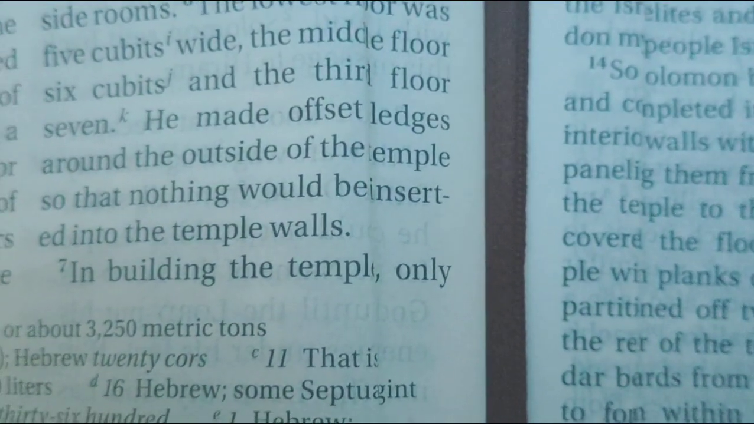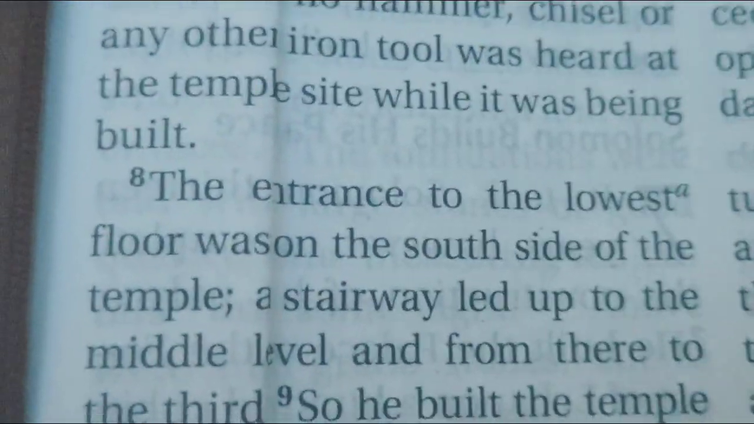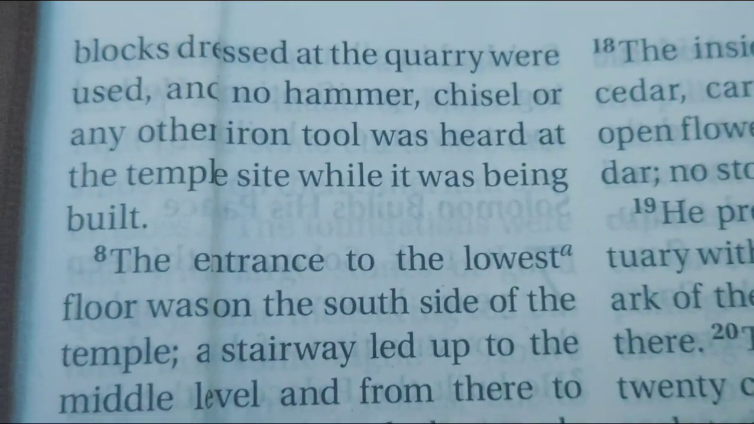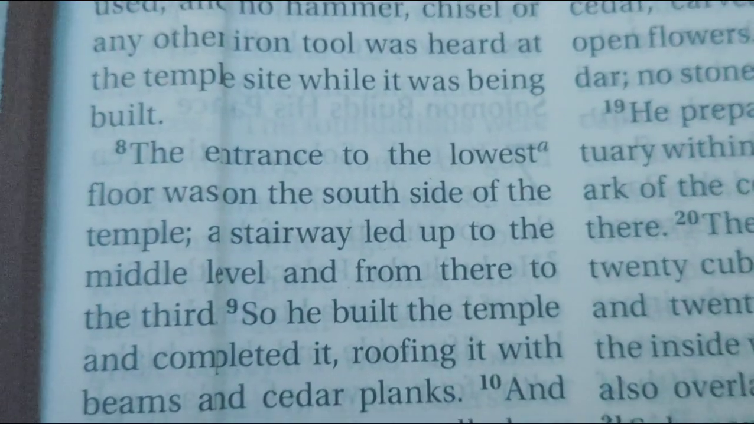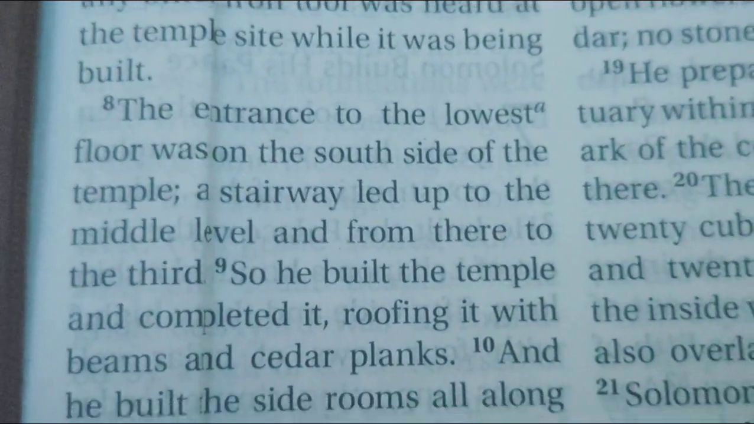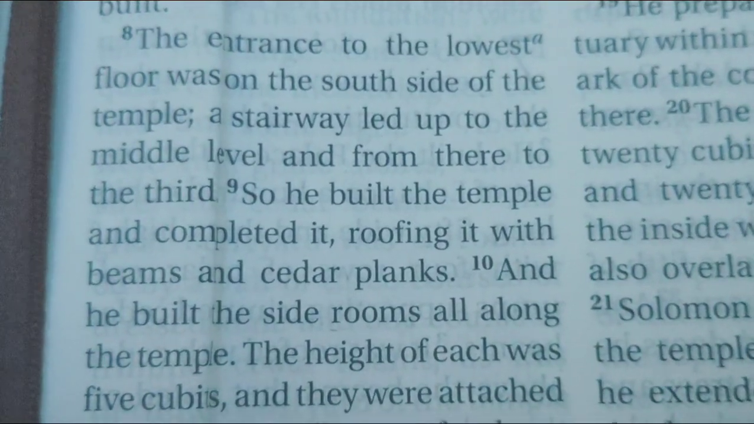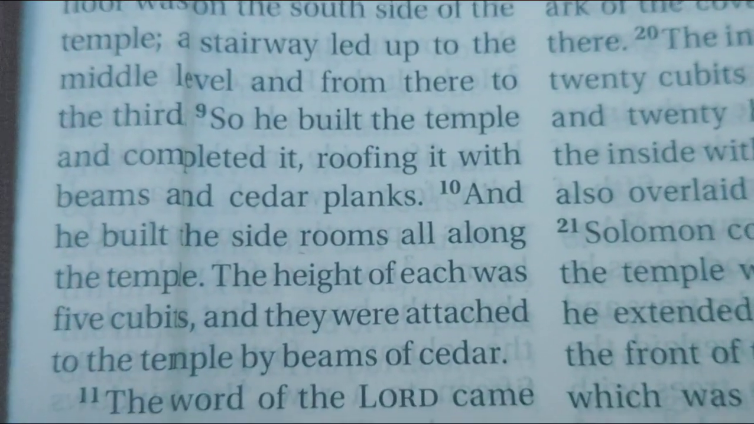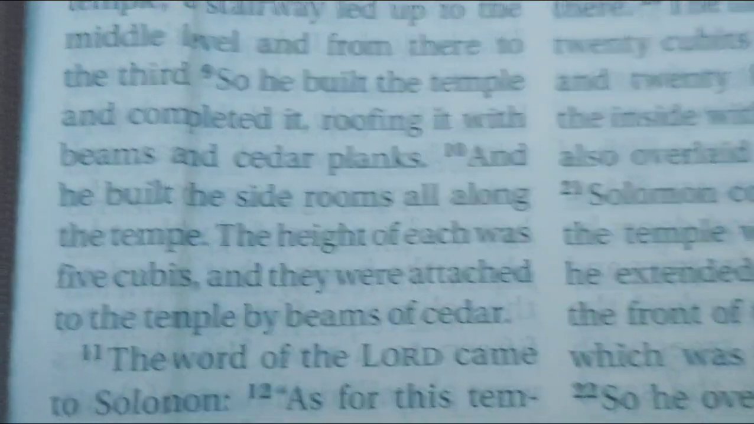In building the temple, only blocks dressed at the quarry were used, and no hammer, chisel, or any other iron tool was heard at the temple site while it was being built. The entrance to the lowest floor was on the south side of the temple. A stairway led up to the middle level, and from there to the third. So he built the temple and completed it, roofing it with beams and cedar planks.